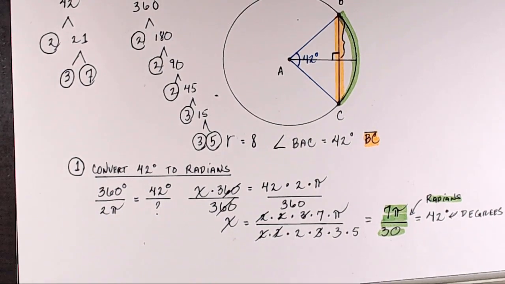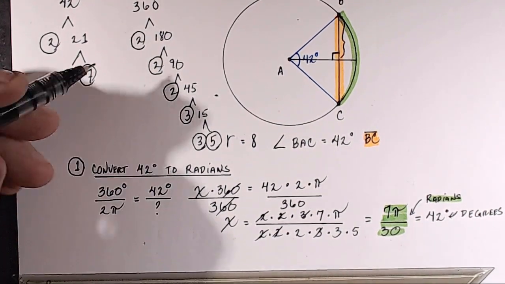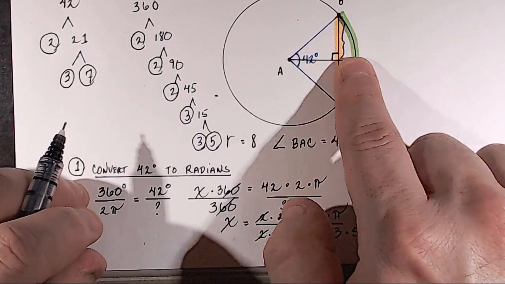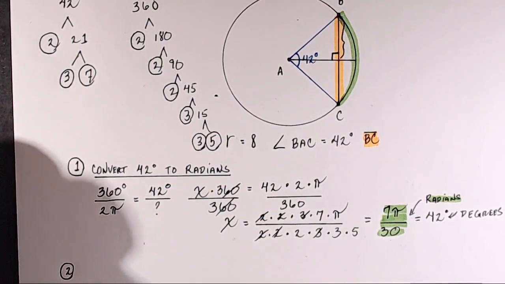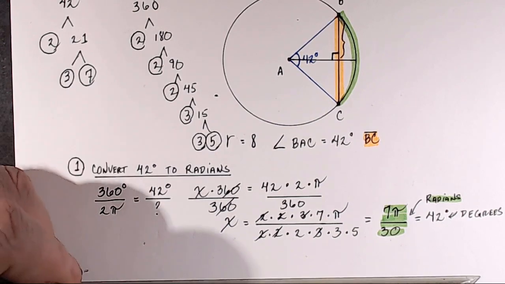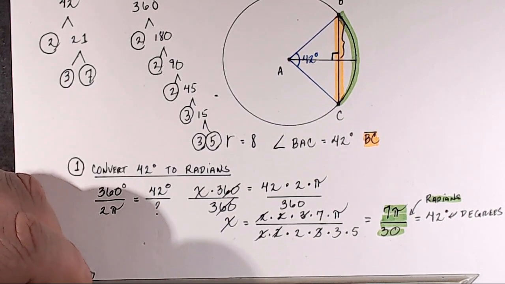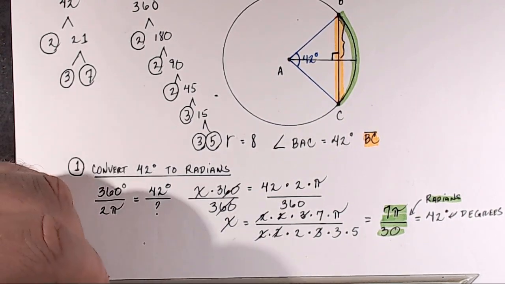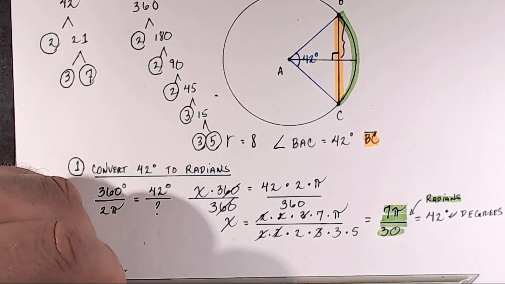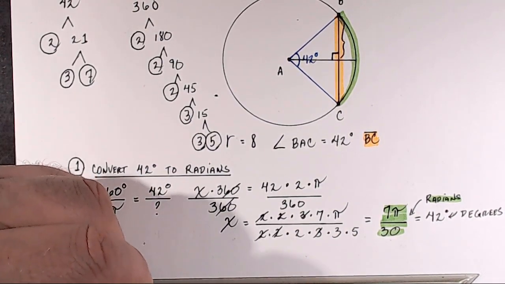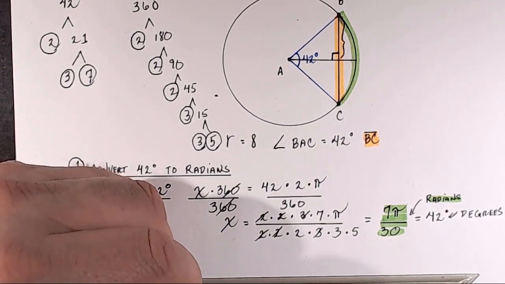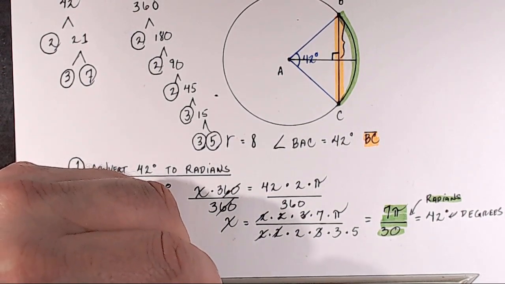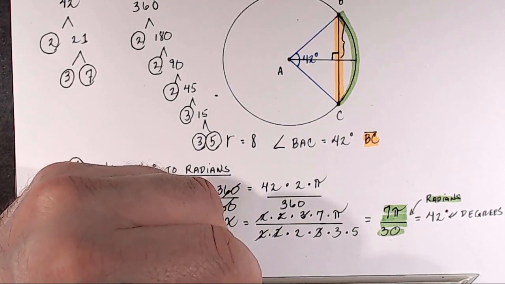So, now what do we do? Well, we cut this in half. We're going to bisect it. Okay, so step 2. We are going to cut the central angle in half.